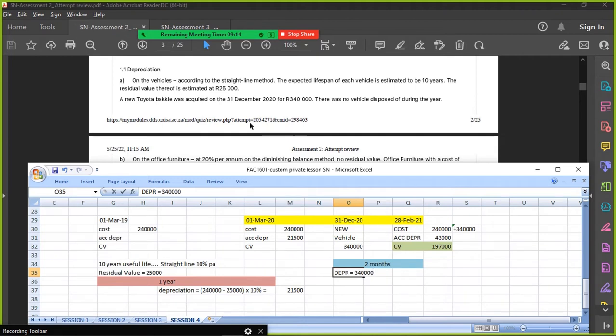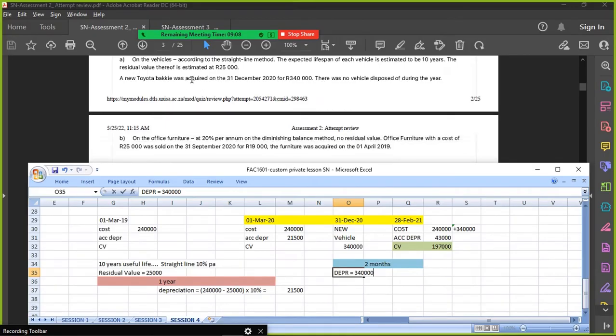Okay, was there a residual for this asset? For the Bucky, does the Bucky have a residual? It doesn't say it in the question. Okay, then if it doesn't say anything, then we won't put it in. Okay, 2 over 12. Right, and then let's see what we get here. Okay, so 340,000 times 10% times 2 over 12 gives you that answer there.